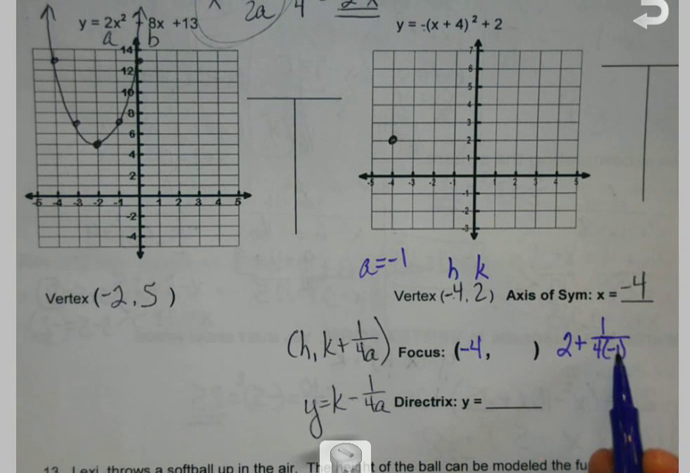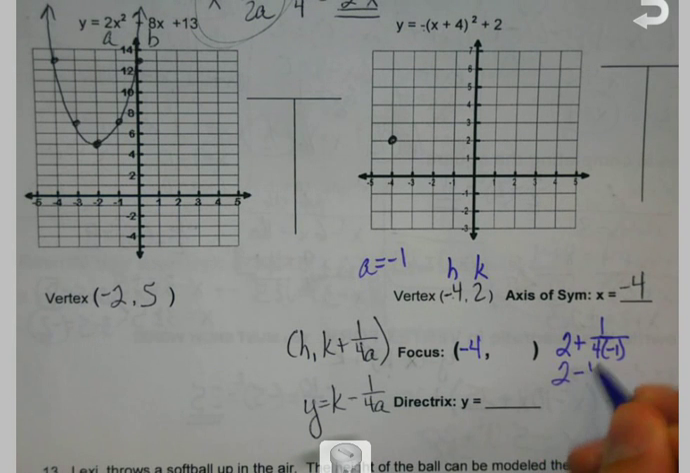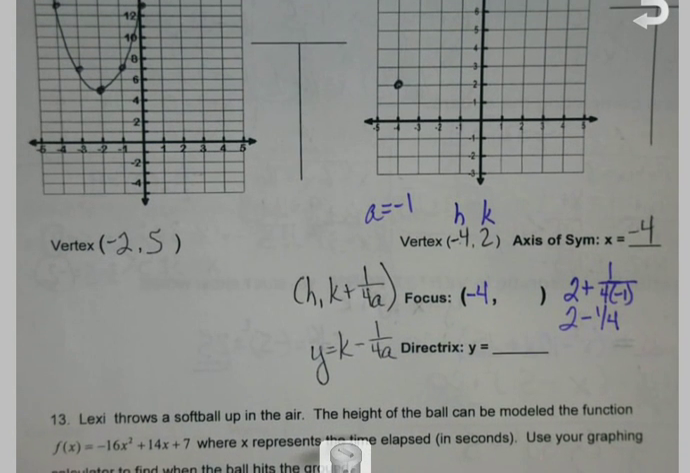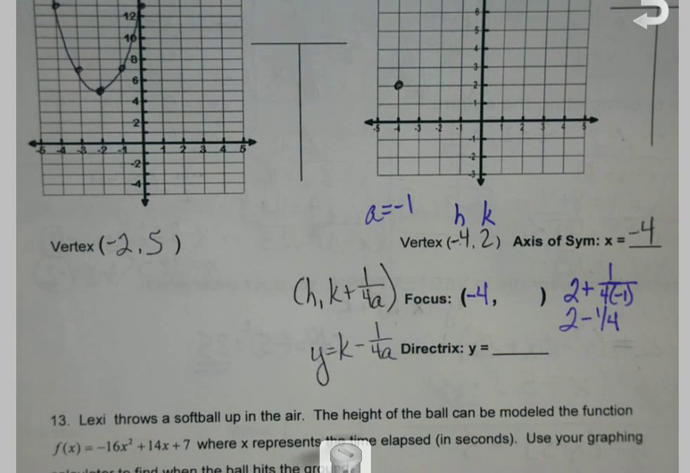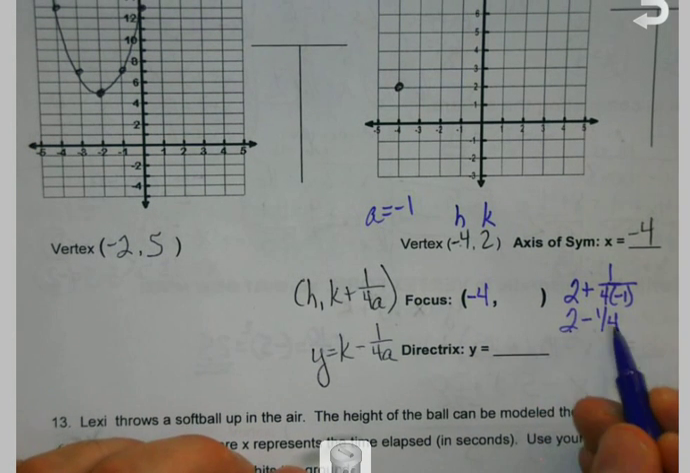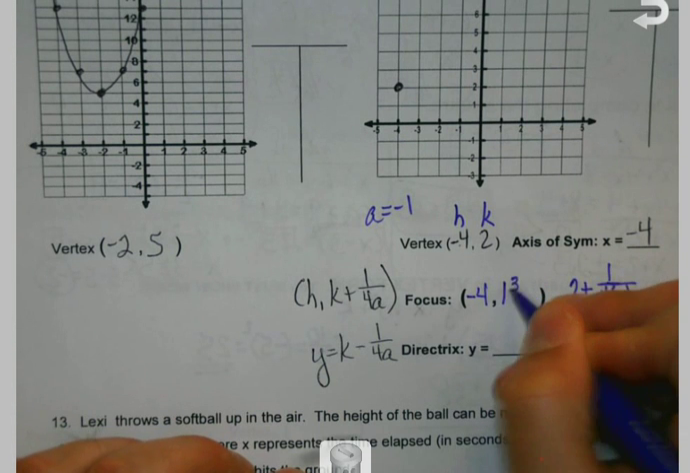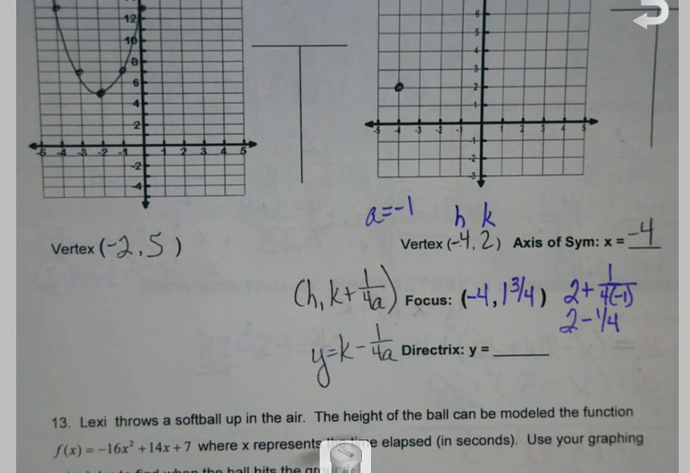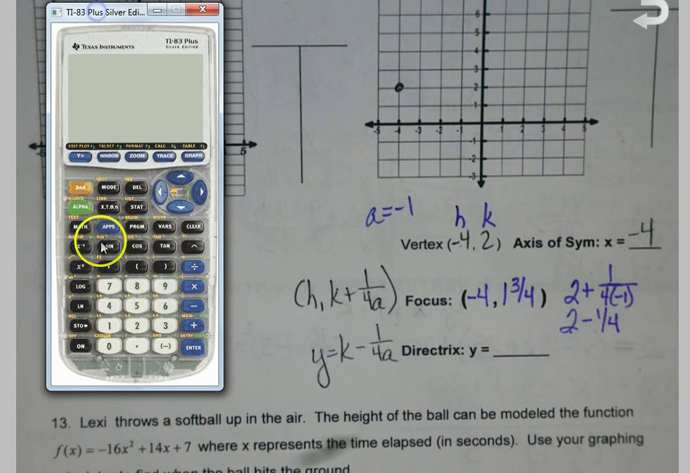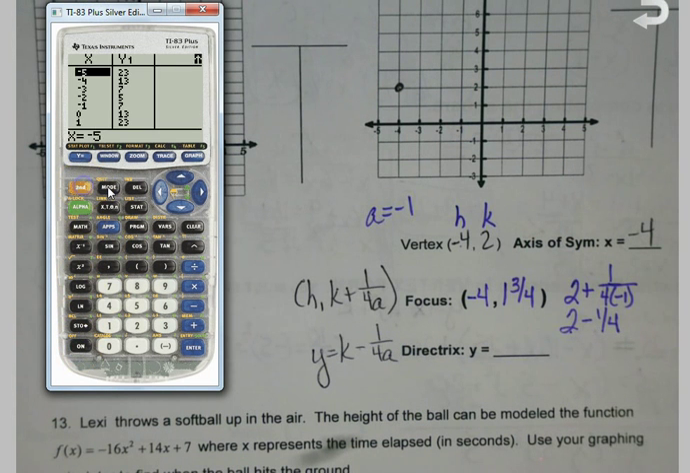4 times negative 1 is negative 4. So this is really 2 minus 1/4, or 2 plus negative 1/4, if you wanted to look at it that way. And if you want, I don't care at this point if you go to the calculator. If you think about it, you're like, well, hang on a minute. If I got $2 and I just spent a quarter, I still got 1 3/4, 1.75. If you go on the calculator, just want to talk about the plethora of answers that are available.